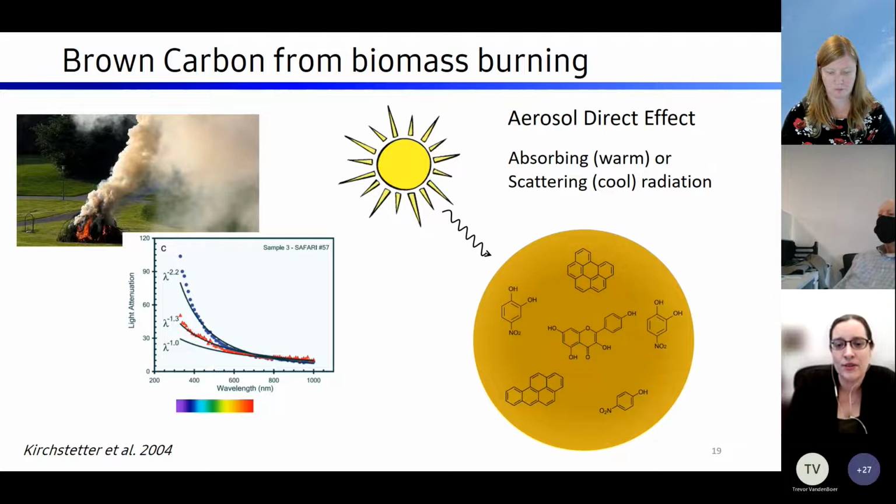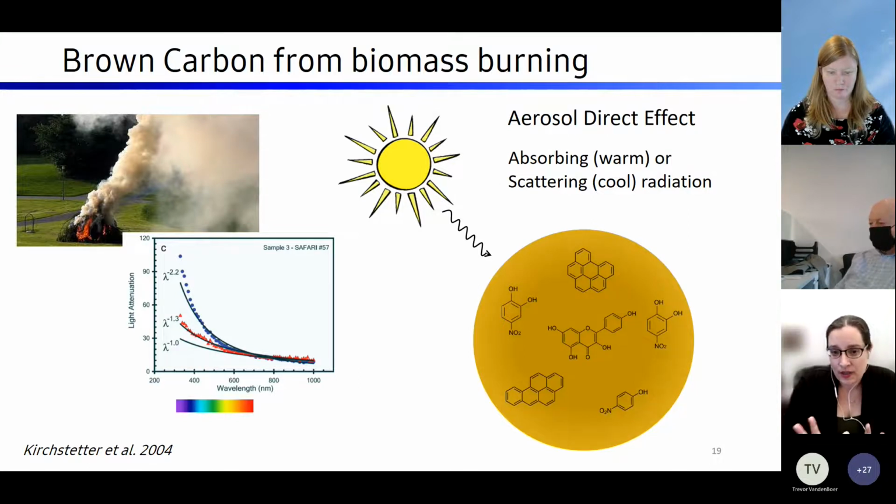So I talked a little bit ago about how most of the particles that we have in the atmosphere are doing some scattering, but the black carbon are doing some absorption. These brown carbon molecules can likely also do some of this direct absorption, and those aren't currently included in the IPCC estimates for the radiative forcing. So there's some uncertainty there.